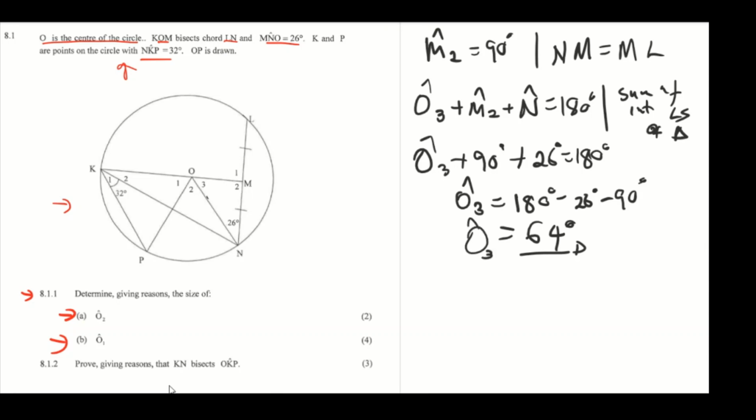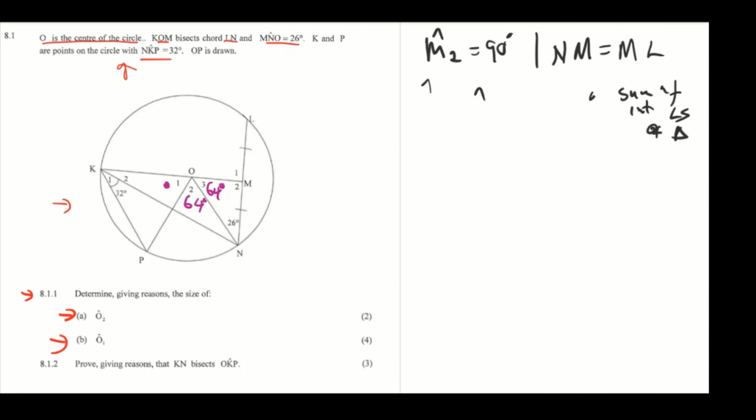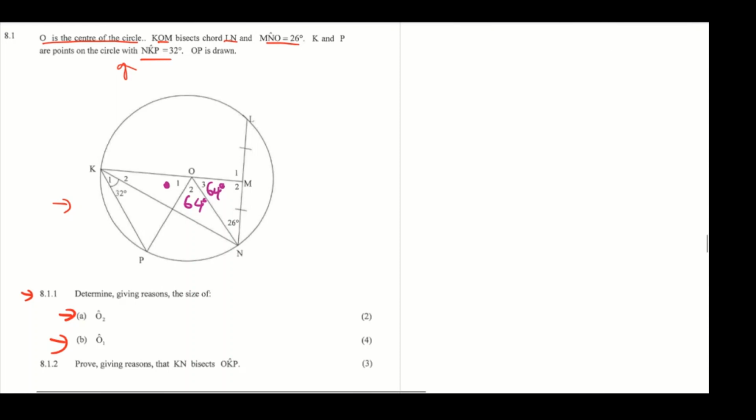So I'm just going to indicate that in here. Now I have 64 degrees, and O2, remember, was also 64 degrees. So now I want O1, which becomes simpler. So let me erase this. To find O1, this is a straight line. Since it's 90 degrees here, this is going to be a straight line because it passes through the center of the circle, making this 180 degrees, because it's a straight line.